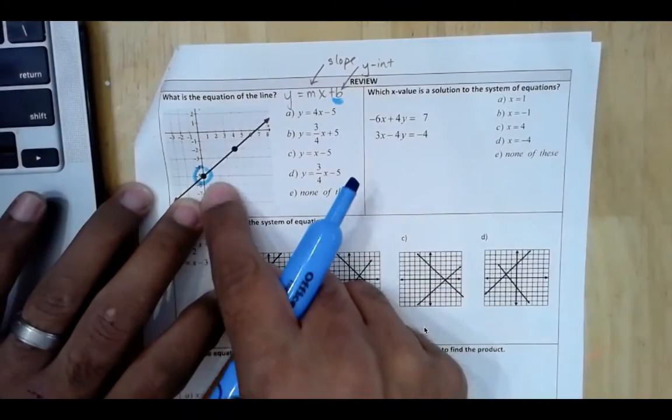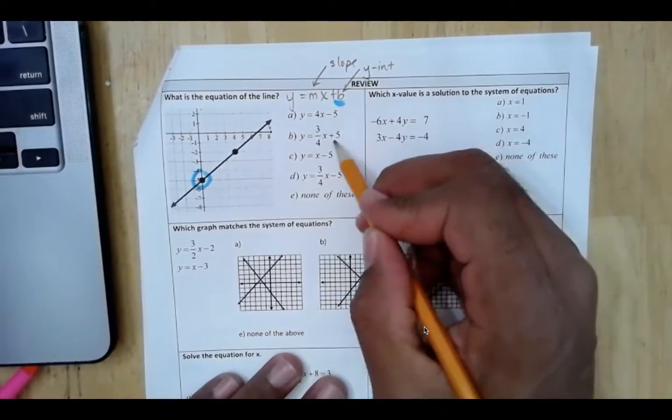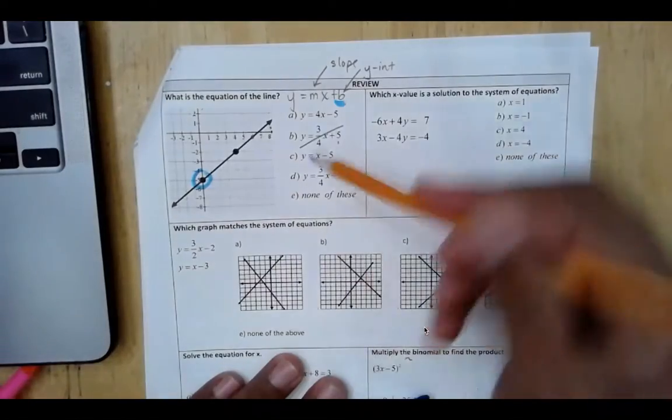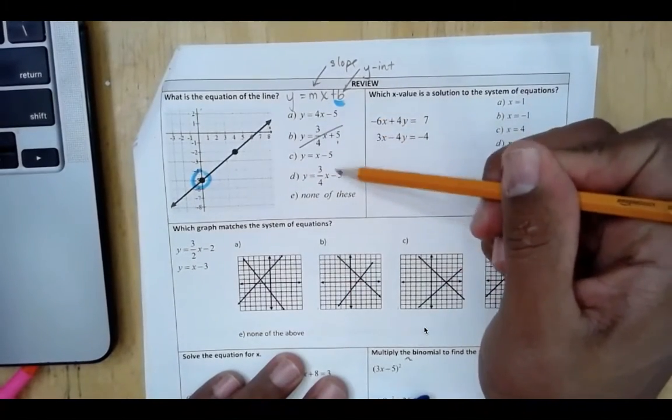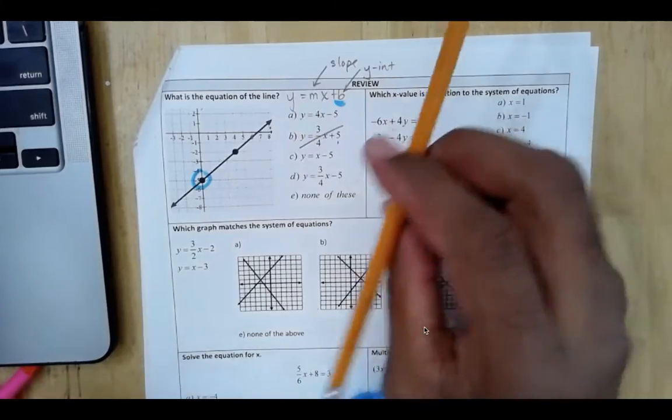So that means it's going to be -5, which means if I go back to these equations over here, it's definitely not going to be that one because that's +5. Okay, so that means it has to be this, this, or this. So we got to figure out the slope to basically figure out what this is exactly.